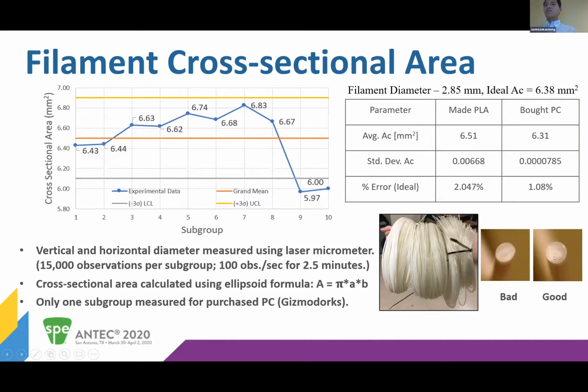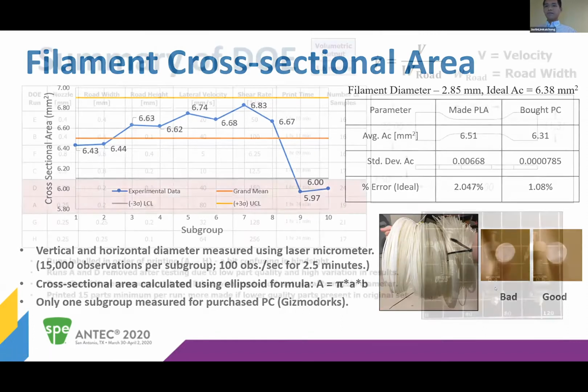So as you can see on the lower right-hand side of our presentation, typically you want to have a spherical cross section, that's a good example of good filament once you cut it down, while our filament was typically more oval, so again, it was bad filament.